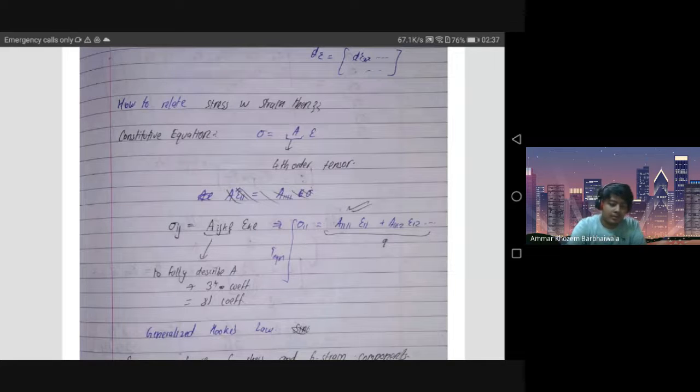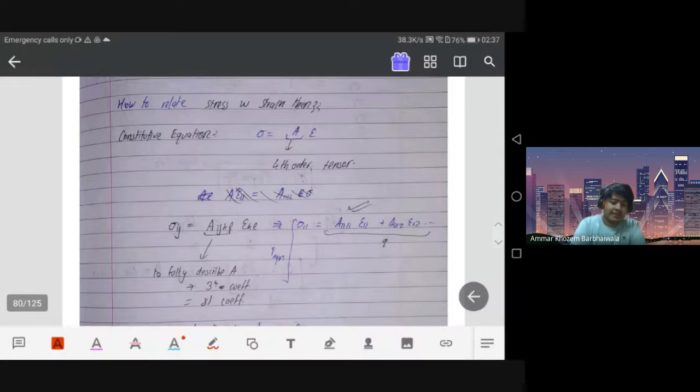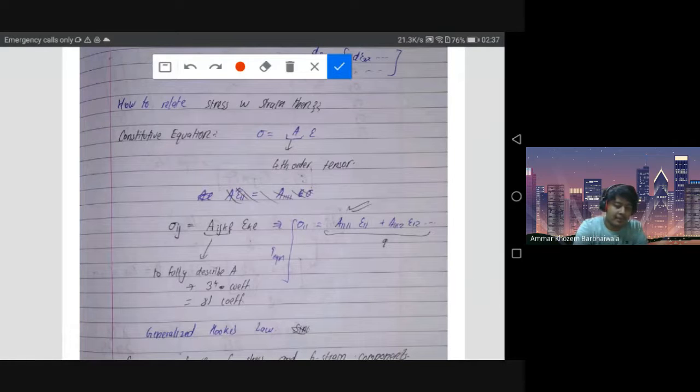Okay, so last time we did the energy part, and after this we now have the relation between stress and strain. We know that the stress tensor and the strain tensor are both tensors. To relate them linearly is Hooke's law. Hooke's law states that there is a linear relationship between the stress tensor and the strain tensor.